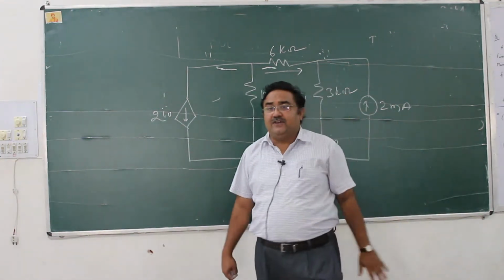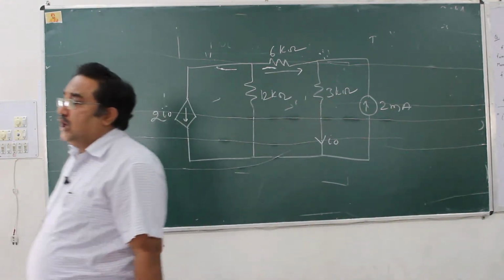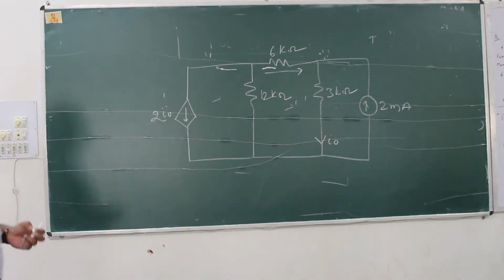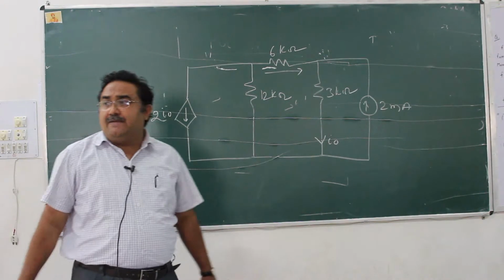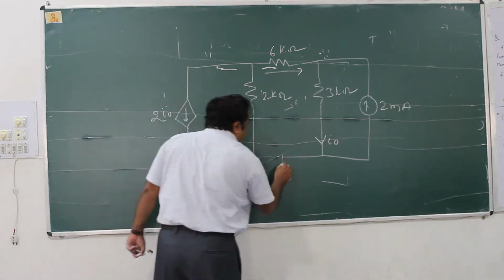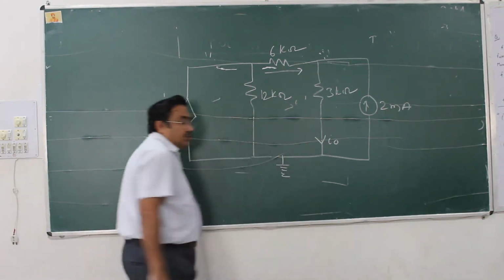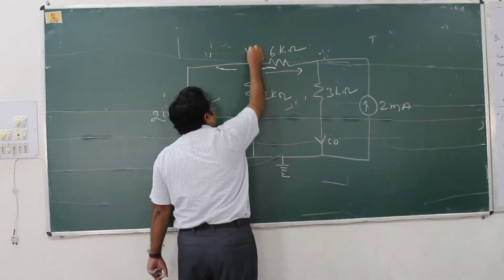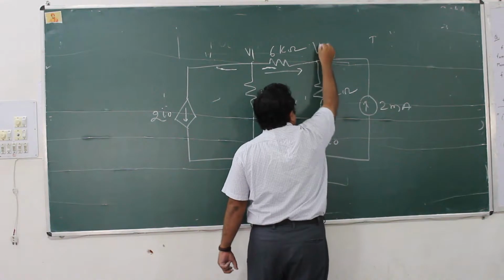The same procedure. First of all, identify the number of nodes. How many? 3. Do you agree? Okay, 3 nodes are there. What is the next step? Make one of the nodes a ground node or earth node, so its potential is 0. What else? We are left with these two. Let it be V1 and let it be V2.